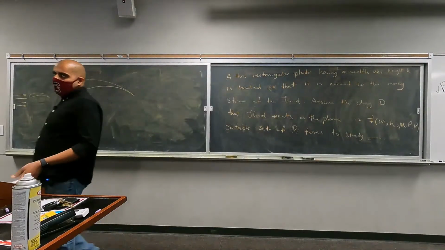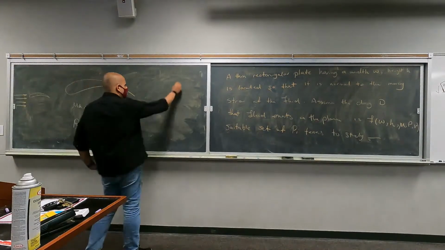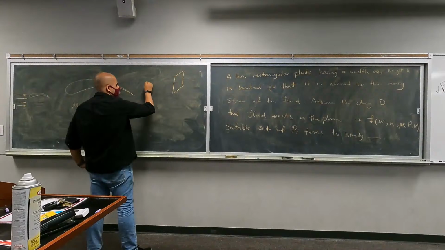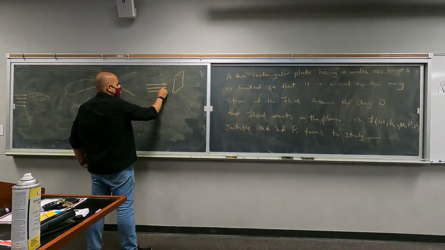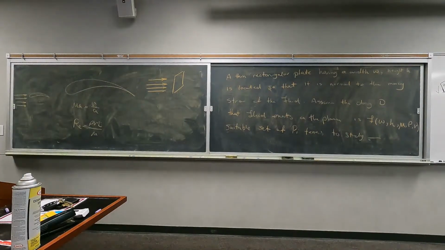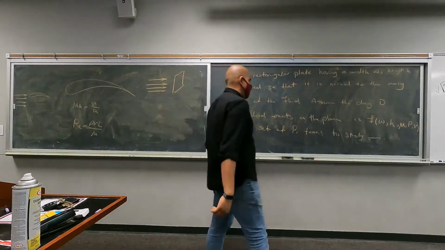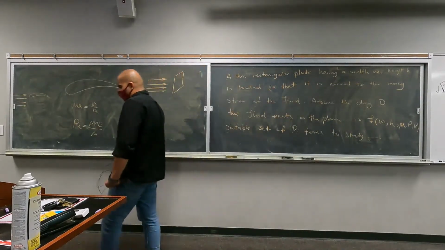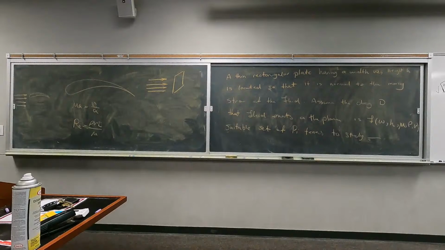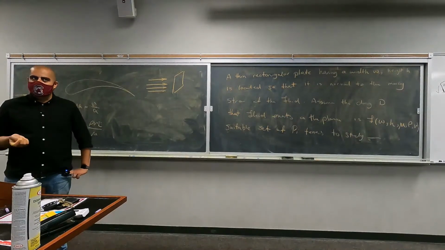So, are we clear what the problem is? We have a thin rectangular plate that is normal to the upcoming stream. So it is like this, and the flow is approaching this. We are told that the drag force is a function of W, H, mu, rho, and V. Okay? The first thing you need to answer here is, what is the drag force? Do you know what the drag force is?